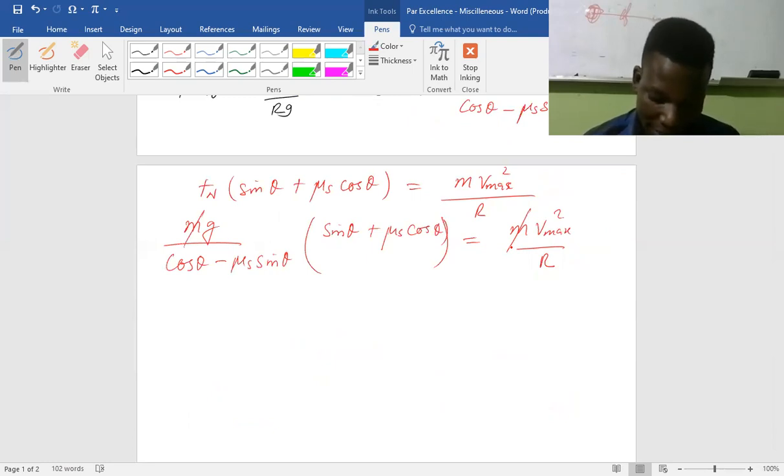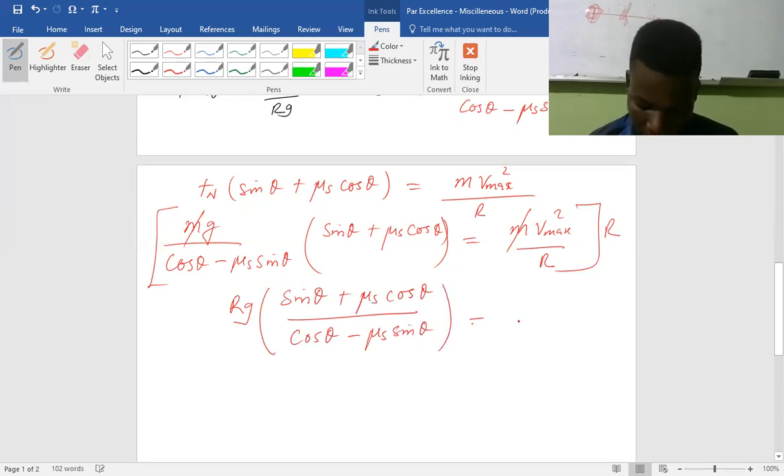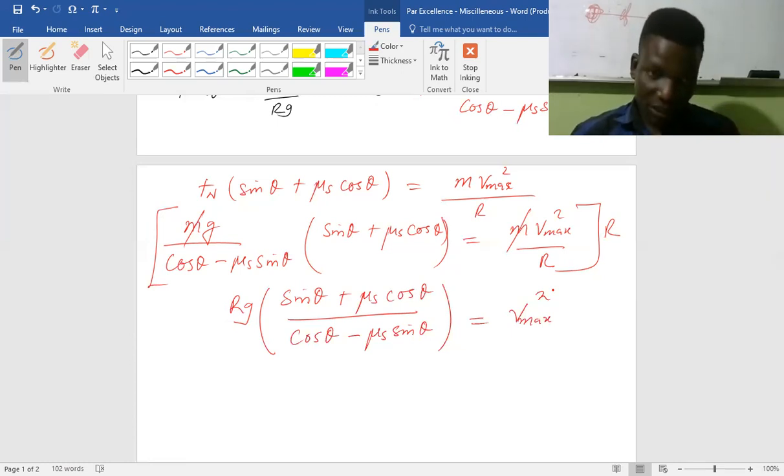So we multiply by R both sides, or throughout the equation, and we're going to have something like this. RG times (sine theta plus mu_s cos theta) over (cos theta minus mu_s sine theta). This is equal to V max squared. Okay. Wow.